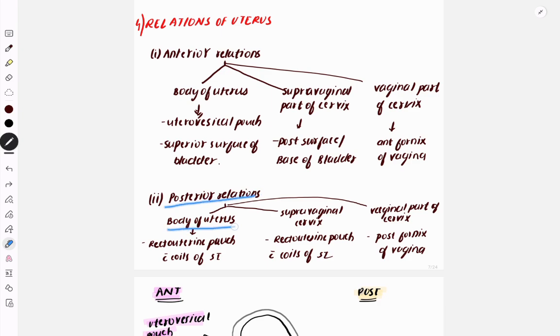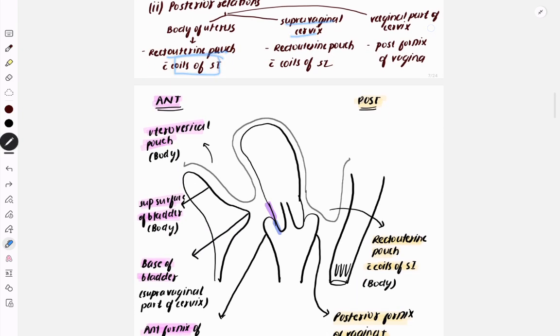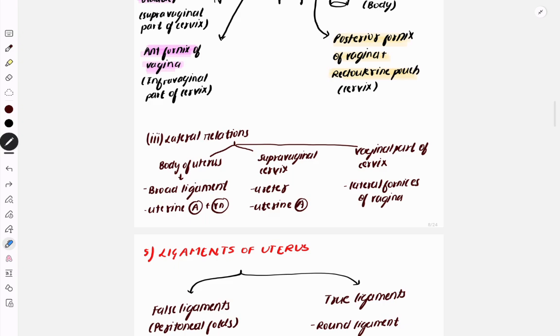In the posterior relations of the body of uterus, anteriorly we had a uterovesical pouch between the uterus and the urinary bladder. So behind we will have a pouch between the uterus and the rectum, which is called the rectouterine pouch, with the coils of small intestine. The supravaginal part of the cervix is also related to the rectouterine pouch. Along with that, it is also related to the posterior fornix of vagina. So this completes the anterior and posterior relations of the uterus.